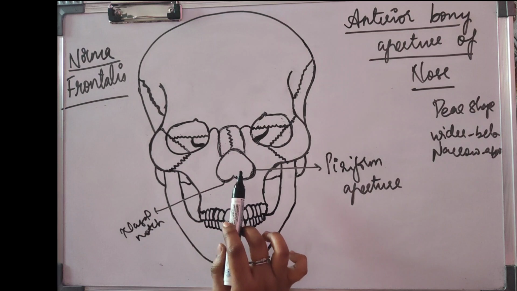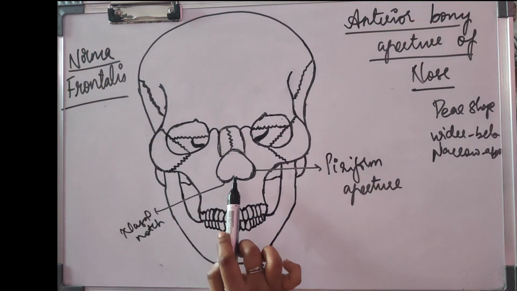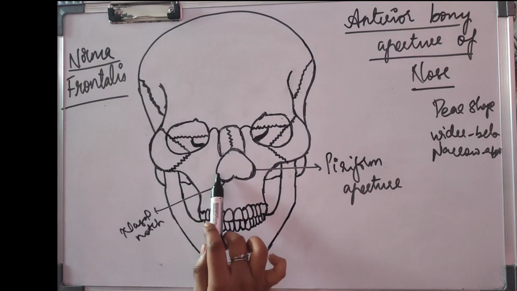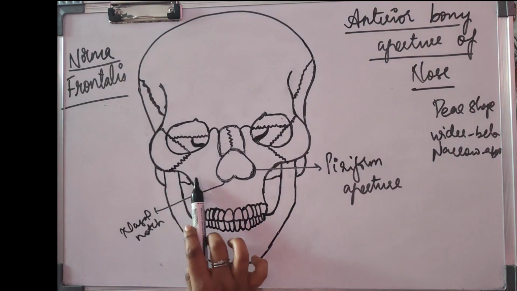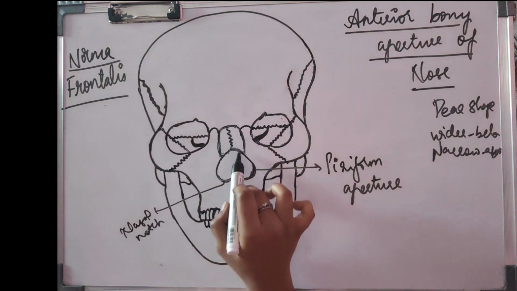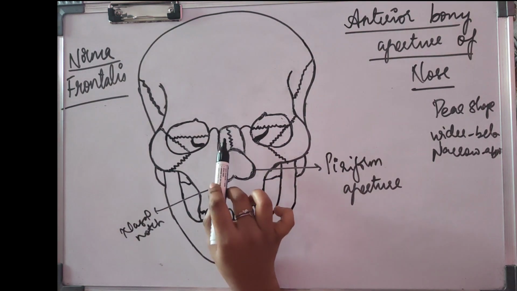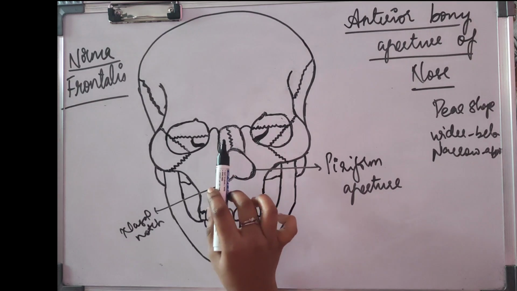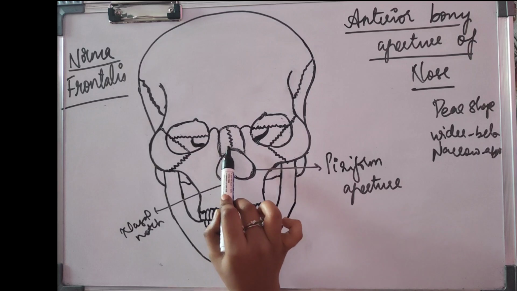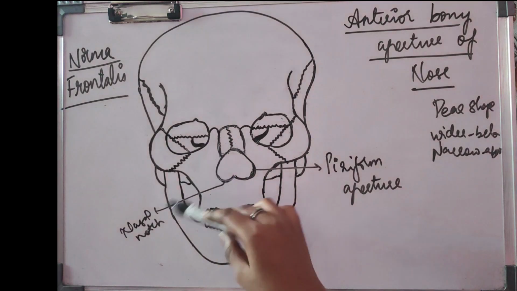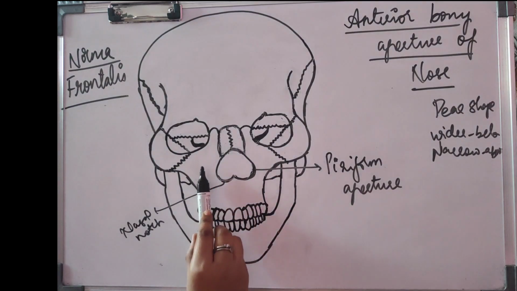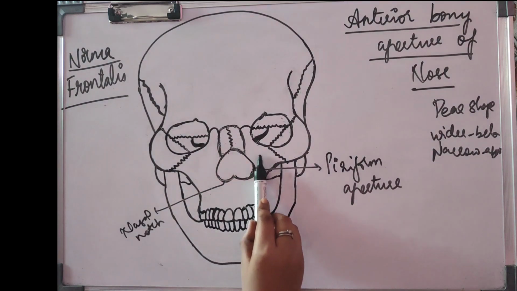So a piriform aperture is bounded above by the lower border of the nasal bone and below by the nasal notch of the body of the maxilla on each side. And coming to the articulations of the nasal bone, so this is the nasal bone. You can see here the internasal suture. So anteriorly it is articulated with the opposite bone at the internasal suture, and posteriorly, that is behind this nasal bone, we can see this is the maxilla, right?